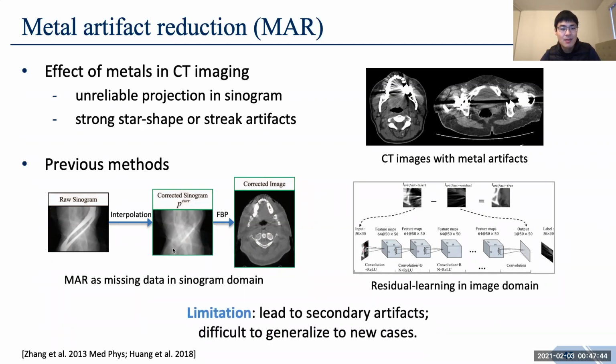However, the interpolation-based method would often lead to secondary or new artifacts in the final image, since it is difficult to get a corrected sinogram, and the deep learning-based method is very difficult to generalize to new cases because this is a data-driven method, and there is no physical constraint for the network output.